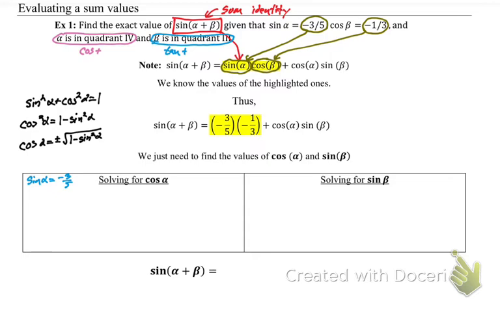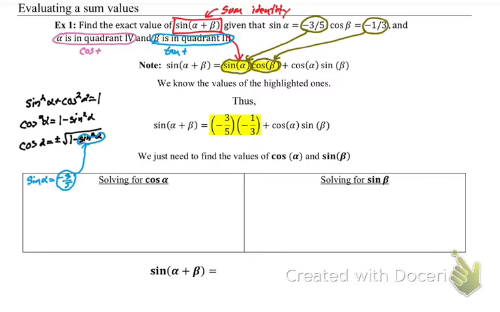Now, we could take that negative 3 over 5 and plug it in here, or you could have plugged it in up there. It's up to you. It depends on your comfort level of doing these. For this example, I'm going to plug it in here. For our second example, I'm going to plug it in the top one, so we can see both versions of it. So I'm going to go ahead and take that negative 3 over 5 and plug it in there.